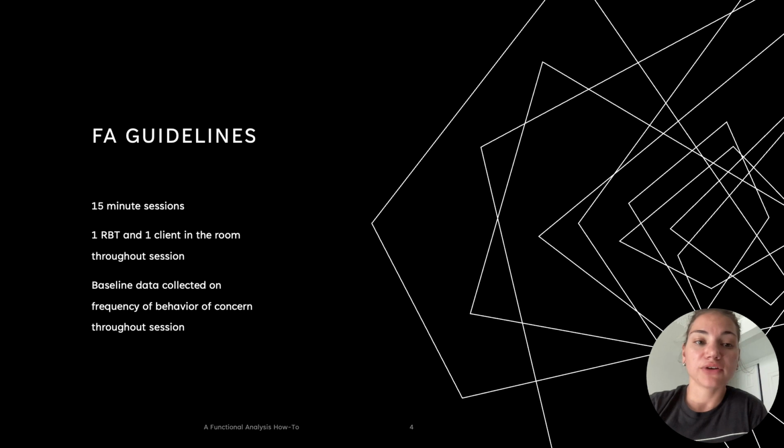So our guidelines for the FA are the following. We will have 5 sessions. Each session will be 15 minutes long. There will be 1 RBT and 1 client present for each session. And the RBT will collect baseline data on the frequency of the behavior of concern throughout each session.